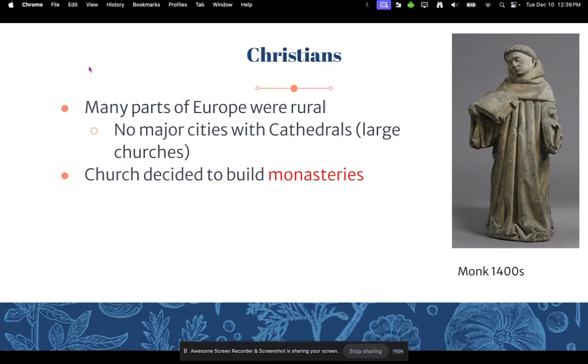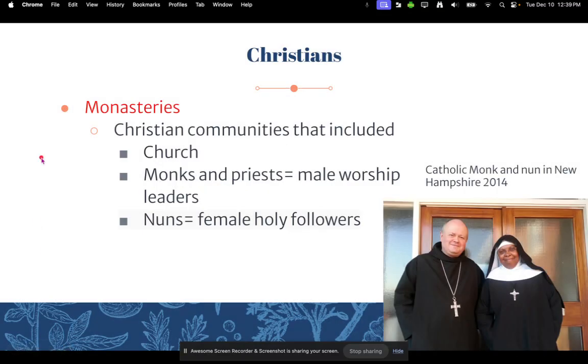So the church decided to build monasteries. A monastery is a Christian community that includes a church and then the people that work there. So the monks and the priests, which are male worship leaders, and also nuns, which are female holy followers.